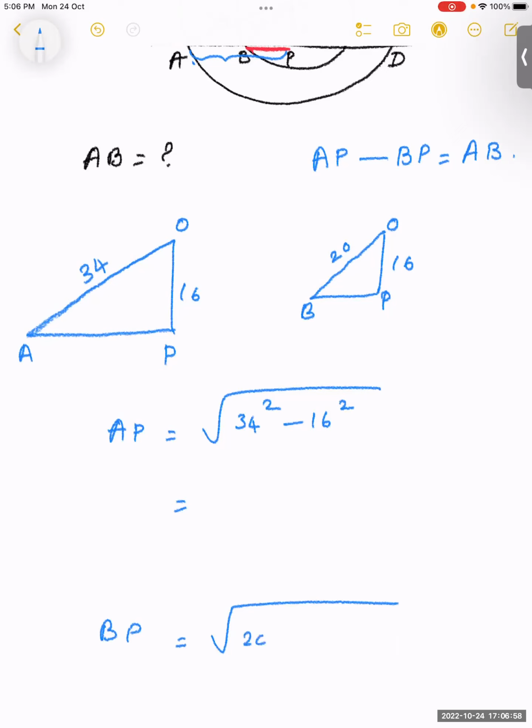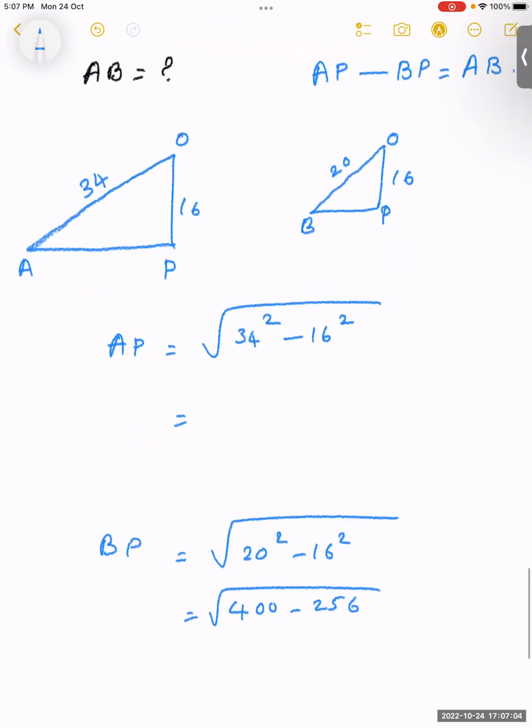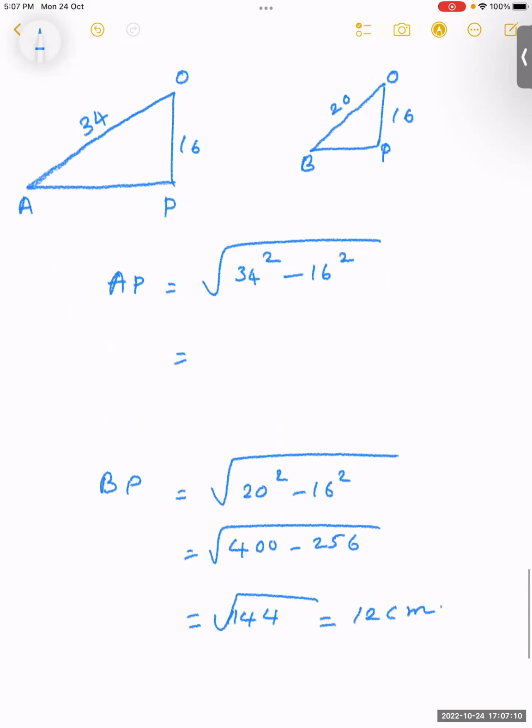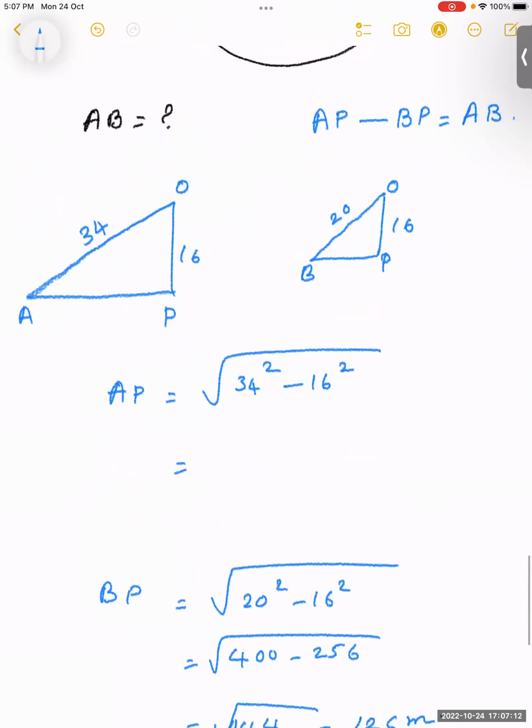So it is 20 square minus 16 square. This is 400 minus 256. Is that what you're getting? So this is 144, which is 12 centimeter, right? Yes, ma'am. BP is 12 centimeter. That's right. AP I'm yet to solve because I don't know what is 34 square. Okay, 1156 minus 256, which is 900, which will be 30. I hope that's what you got, right?